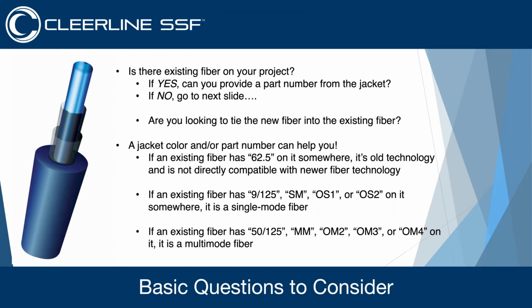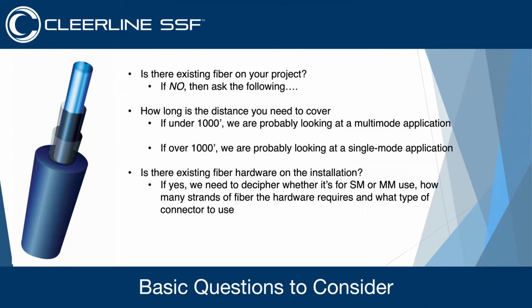But if you're going to put fiber in, if there's existing fiber, what is it? If there's no fiber already, really the only question you need to ask yourself is, how long of a distance do I need to transmit the data? Again, going back to that single mode versus multi-mode question, single mode, anything over about 1,000, 1,200 feet is probably going to be single mode. Multi-mode is used underneath that distance, okay? The other question you want to find out is, is there any existing hardware on the project?